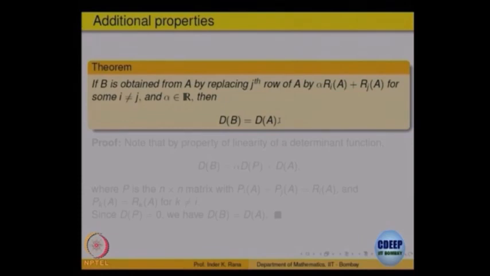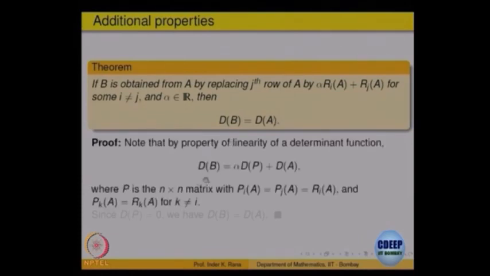So let us write that. It is just saying that the determinant of the new matrix is alpha times d of P plus d of A. What is P? P is the matrix where the ith and jth rows are the same, equal to Ri. So that will be equal to 0, and d of B equals d of A, the other one is just A. Again, linearity, just expanding those rows and writing in the new form.